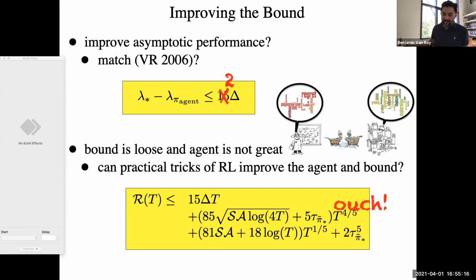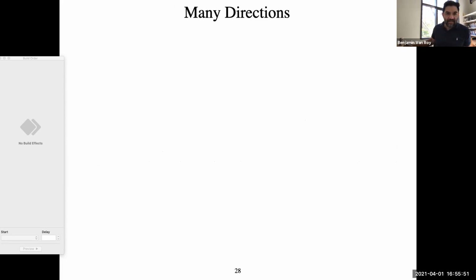And one thing I find particularly interesting here is, there's lots of practical tricks that reinforcement learning researchers come up with as they tinker with agents. And it'd be very interesting to study those tricks in the context of this agent and this bound and see whether any of those tricks can lead to mathematically precise improvements in this bound that offer some insight and help to justify the value of these tricks. Okay. Aside from that, there's many other interesting research directions.